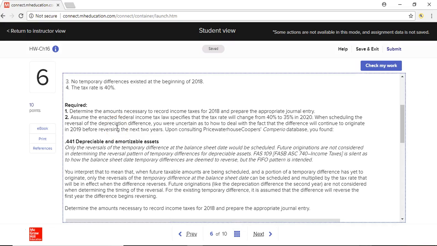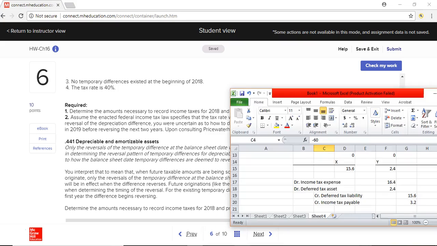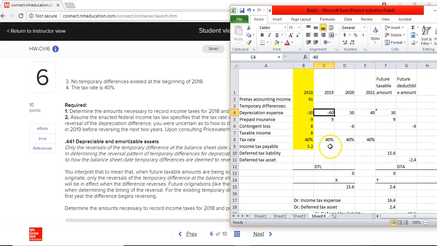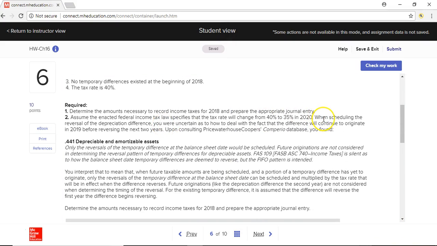The second requirement says if the tax rate is changed to 35% in 2020, what will the journal entry become? So in this table, starting from 2020, the rate becomes 35%, and 35% for 2021 as well. However, in requirement 2, there is another question.